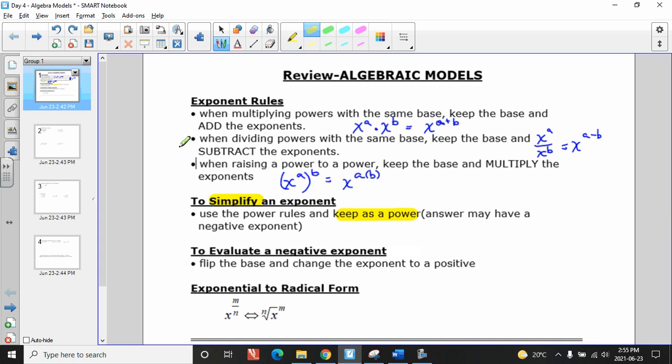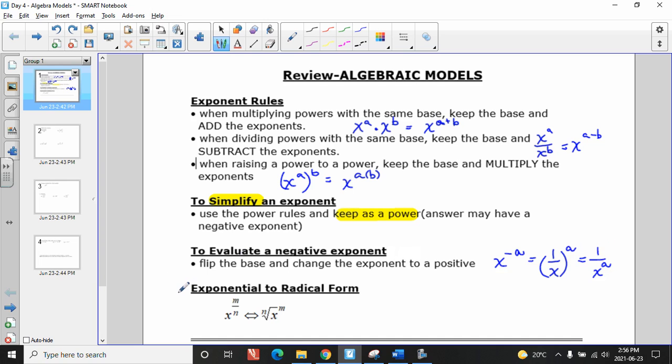To evaluate negative exponents, we have another exponent rule. We can flip the base and change the exponent to a positive. So if the exponent happens to be a negative number, flipping the base means take a reciprocal and change the exponent from a negative to a positive. And this means the same as 1 over x to the positive a, because 1 multiplied by itself as many times as you want is still 1. So the numerator simplifies nicely in this one.